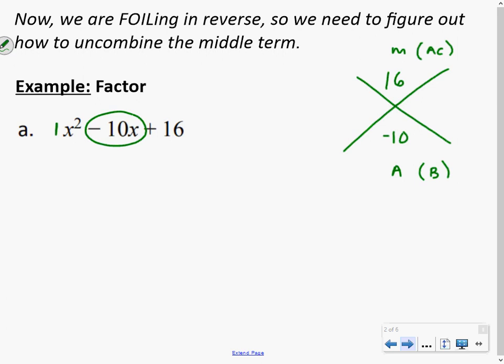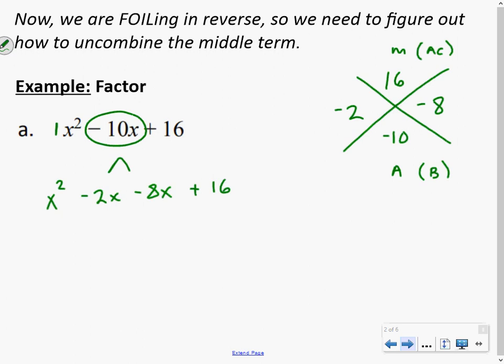If I need to multiply to get a positive number and add to get a negative number, then both of my numbers are going to be negative. Negative 2 times negative 8 will make a positive 16. Negative 2 plus negative 8 will add to negative 10. So we are going to split negative 10x into negative 2x and a negative 8x. The x squared that we had originally is still there, and the 16 that we had originally is still there.